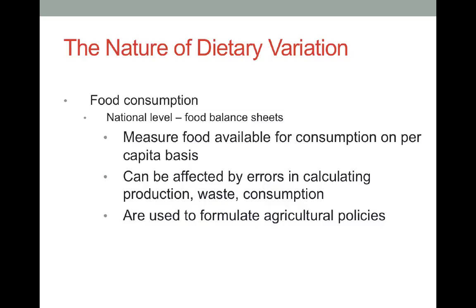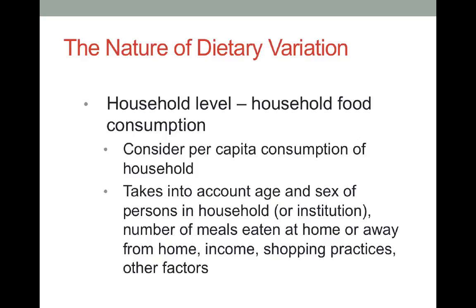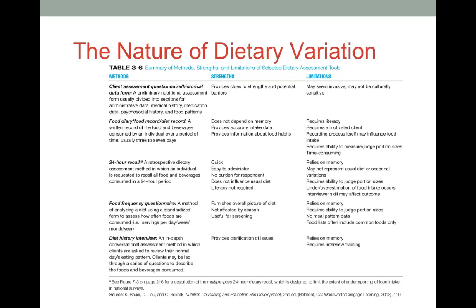We also measure consumption on a household level, which is done through community health surveys, like the profiles you looked at in the first week of classes. These measures take into account the age and sex of people in a household, as well as other factors. And there are a number of different measures to collect this data, all of which you already know about, including surveys, a food diary, 24-hour recalls, an FFQ, or by conducting a diet history.